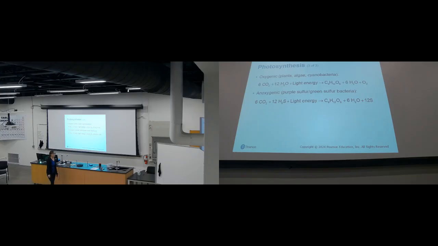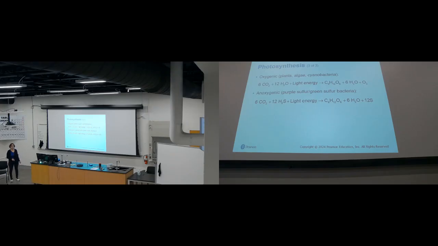So there are organisms that are oxygenic, so they produce oxygen as part of these photosynthetic reactions. We have plants, algae, and a bacteria type that is called cyanobacteria. These oxygenic organisms use 6 carbon dioxide molecules, 12 molecules of water, and light energy to generate carbohydrates, water, and oxygen.